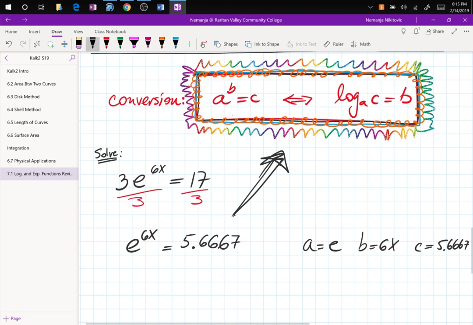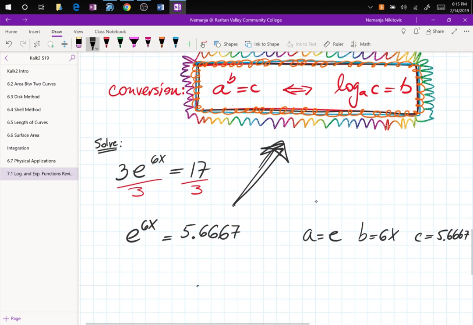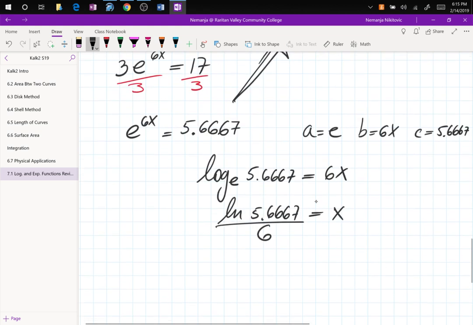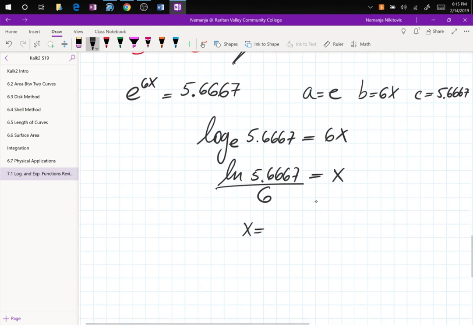So I have log base e of 5.6667 is equal to 6x. Now, log e, we know that's ln, so it's ln of 5.6667 equals 6x, and I'll just divide by 6. So we can quickly now calculate x. Remember the 4 decimals in your answer.